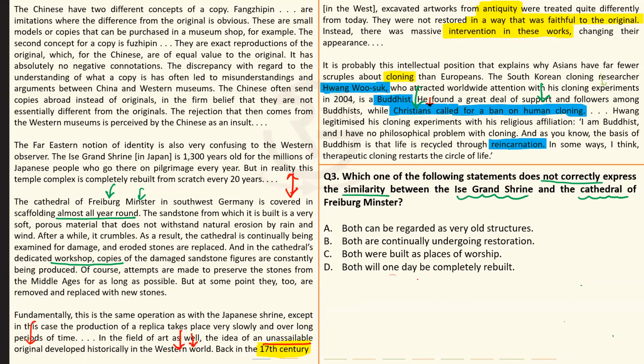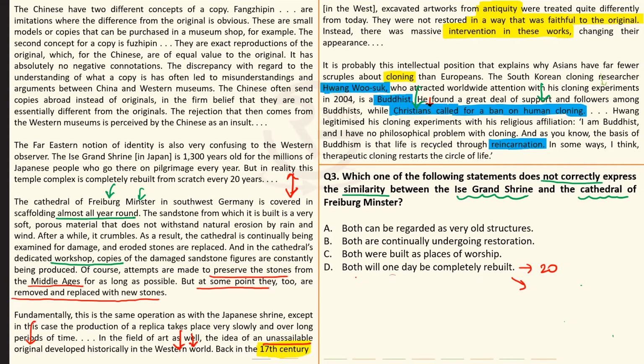Yes, sure. The Japanese shrine definitely is; every 20 years they do that. And with respect to that, the German cathedral has non-stop restoration work going on. And we are given here that we try to save and restore the old stones from the Middle Ages, but at some point those also get destroyed completely and get replaced with new stones. So it means a day will come when the entire building of this cathedral will be made of new material, and all the old original material will have degraded.